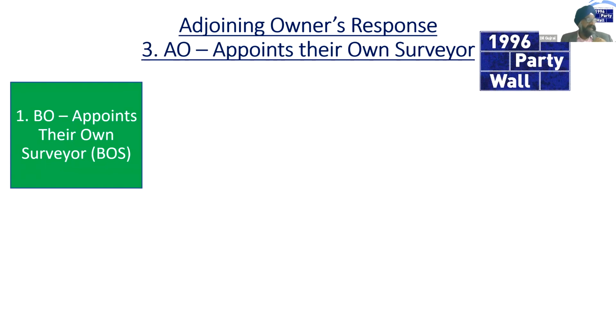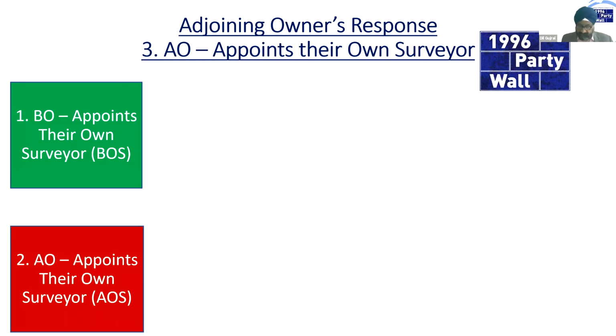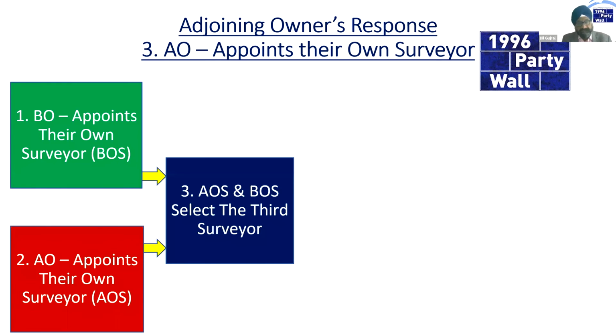Okay, so if the building owner appoints, where you've got a scenario where each party has its own surveyors, the building owner has their own surveyor, the adjoining owner appoints their own surveyor, the first thing the surveyors do is to select a third surveyor. There's a lot of misunderstanding around third surveyors. I'm going to deal with that in a separate section of its own.